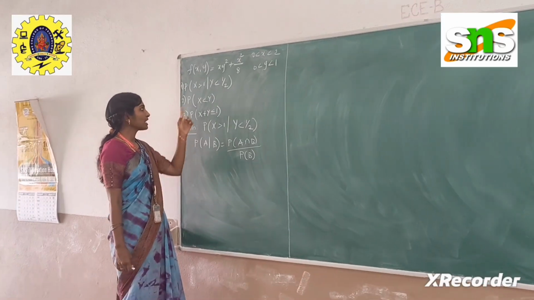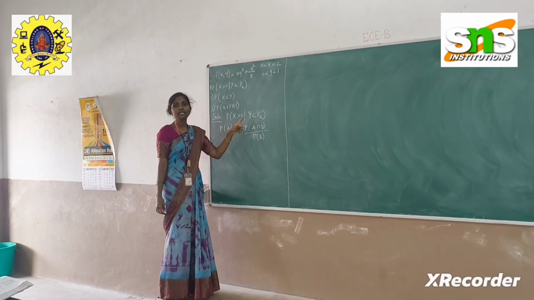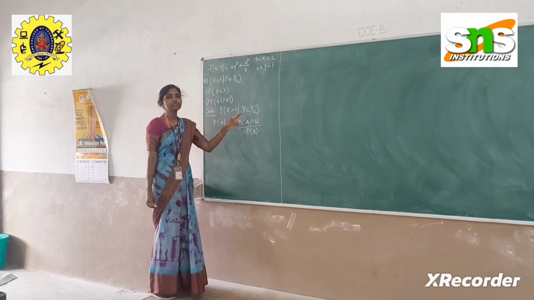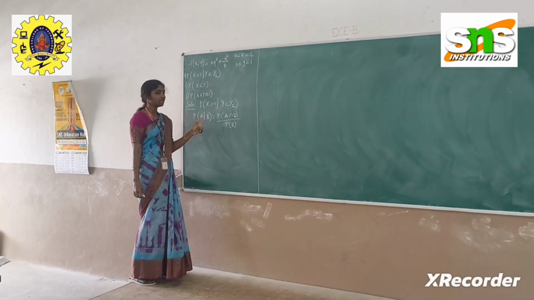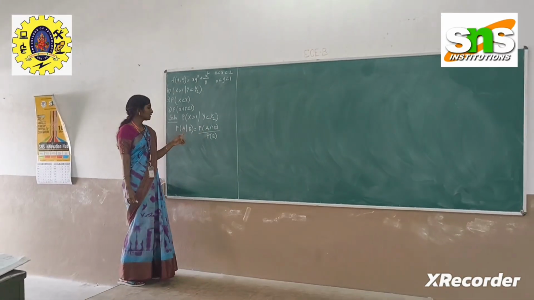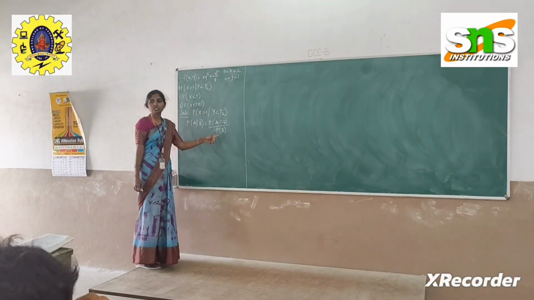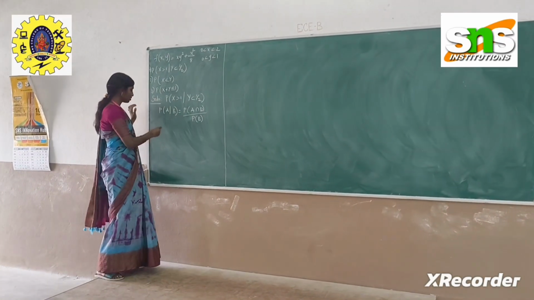The solution of the problem starts with the first question. We are going to find the probability of x greater than 1 given y less than 1 by 2. This deals with the conditional probability, and the formula of conditional probability is: probability of A given B is equal to P of A intersection B by P of B. The denominator on the LHS will be there on the RHS too.